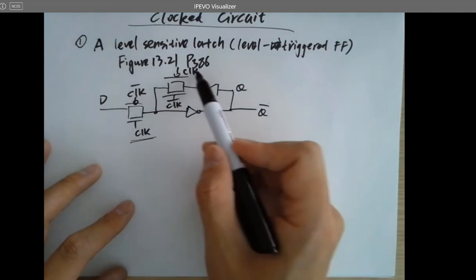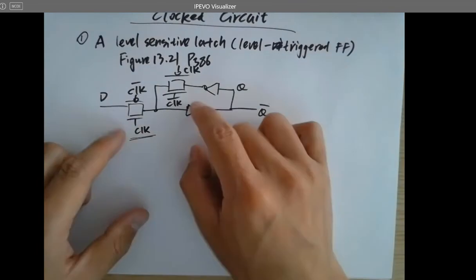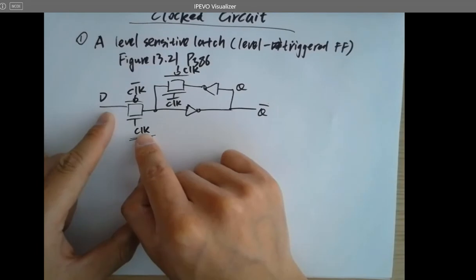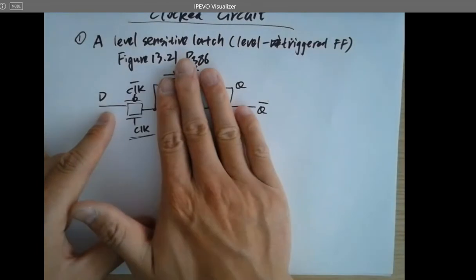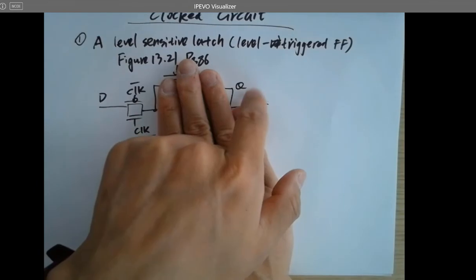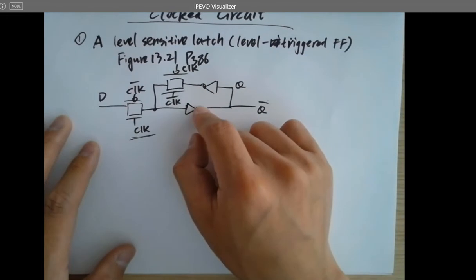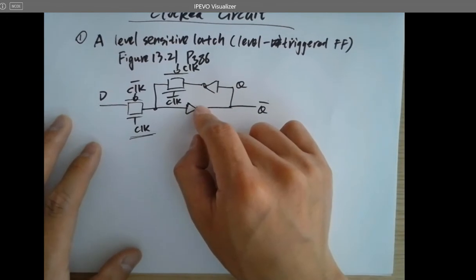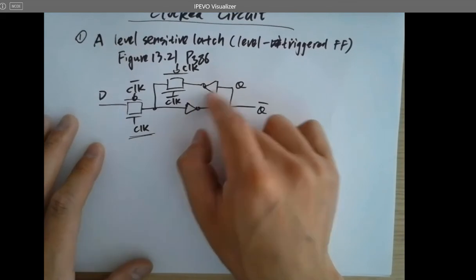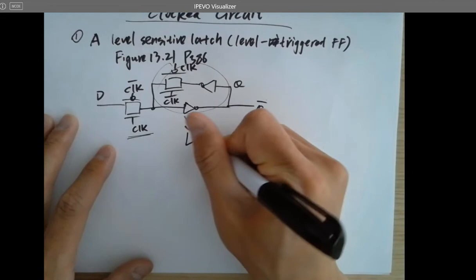So what is this part doing here? And why not just use a transmission gate as a D flip-flop, right? Whenever the clock is high, all the signals will be sent to Q. Why do we need something like this? Yeah, it's a latch. It stores the signal, but how? This stores the signal.